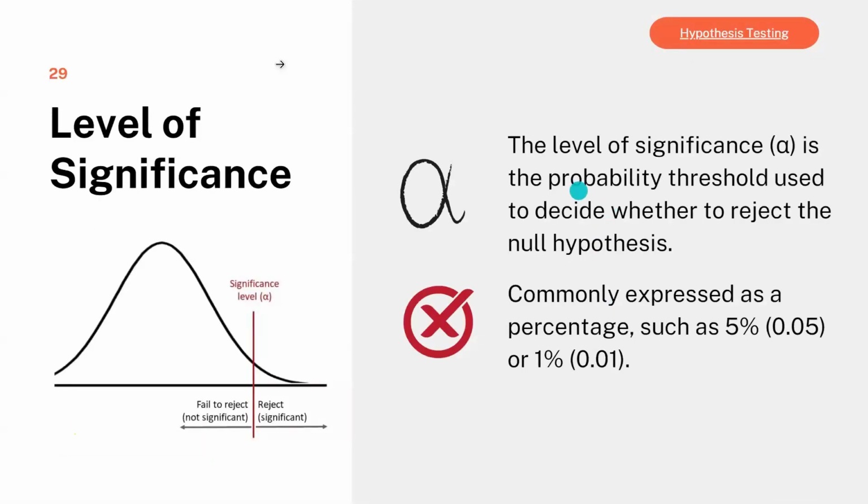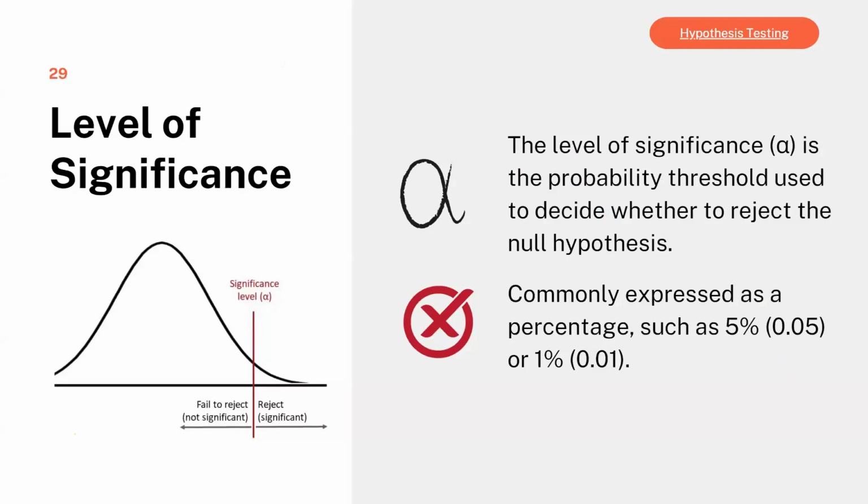So next we are moving into the level of significance. The level of significance is used to measure the risk of making type 1 error, which occurs when we incorrectly reject a true null hypothesis. It is called a level of significance.